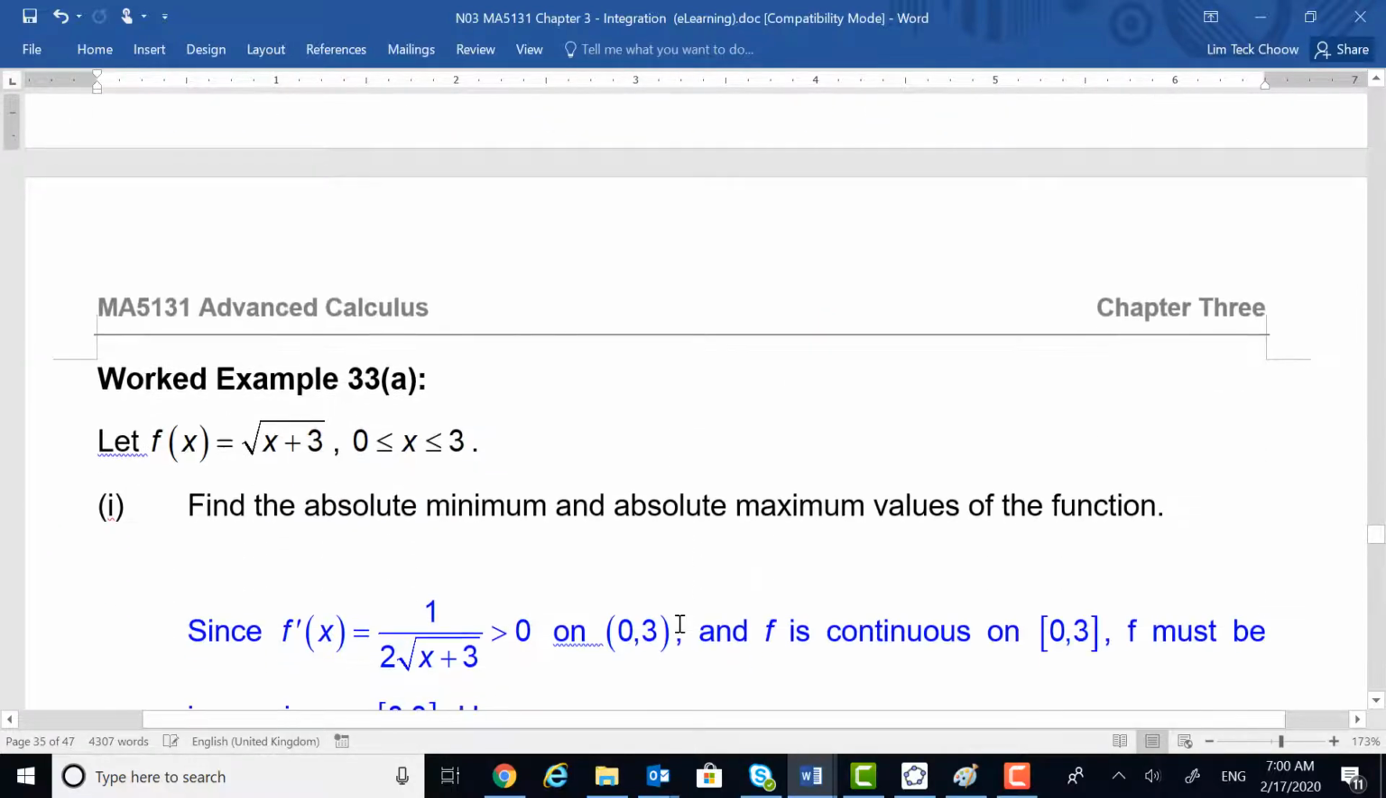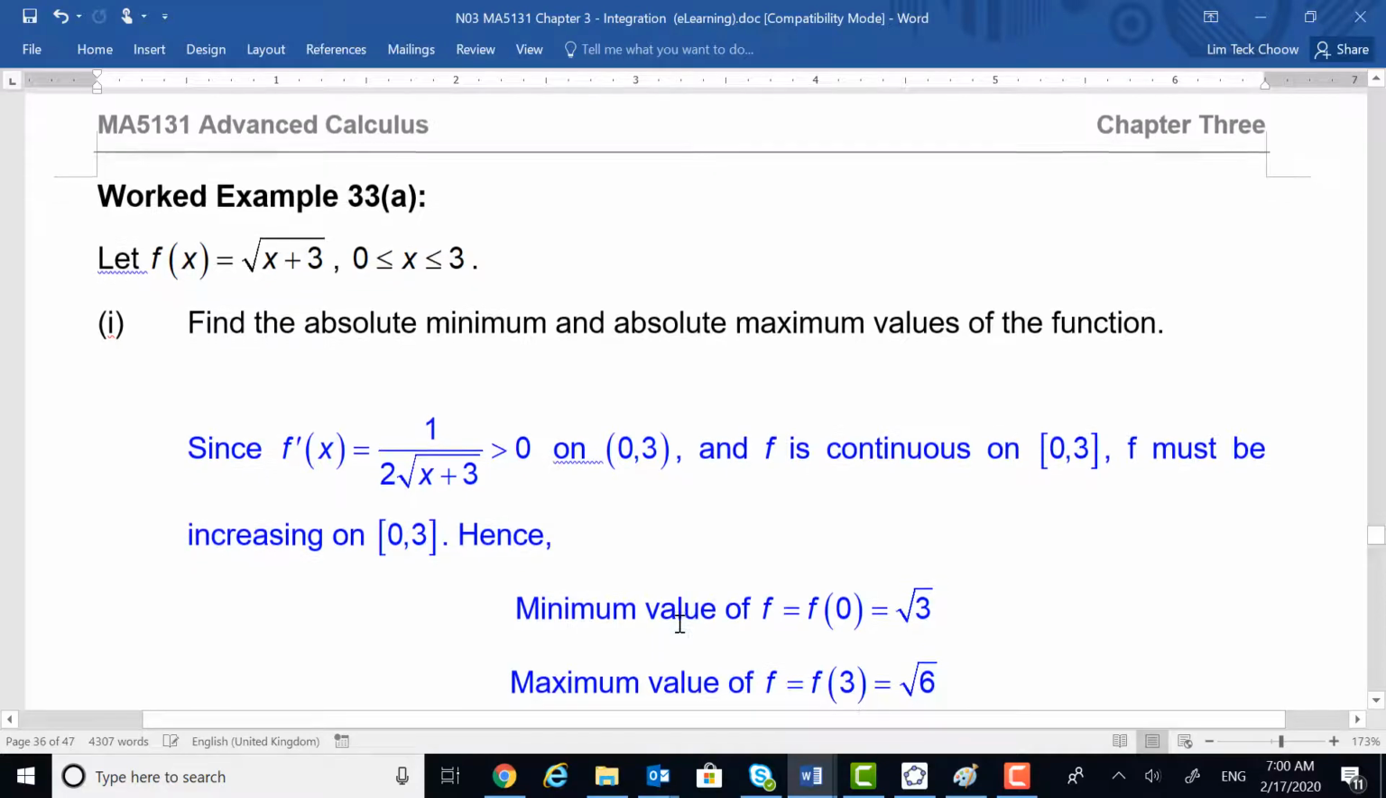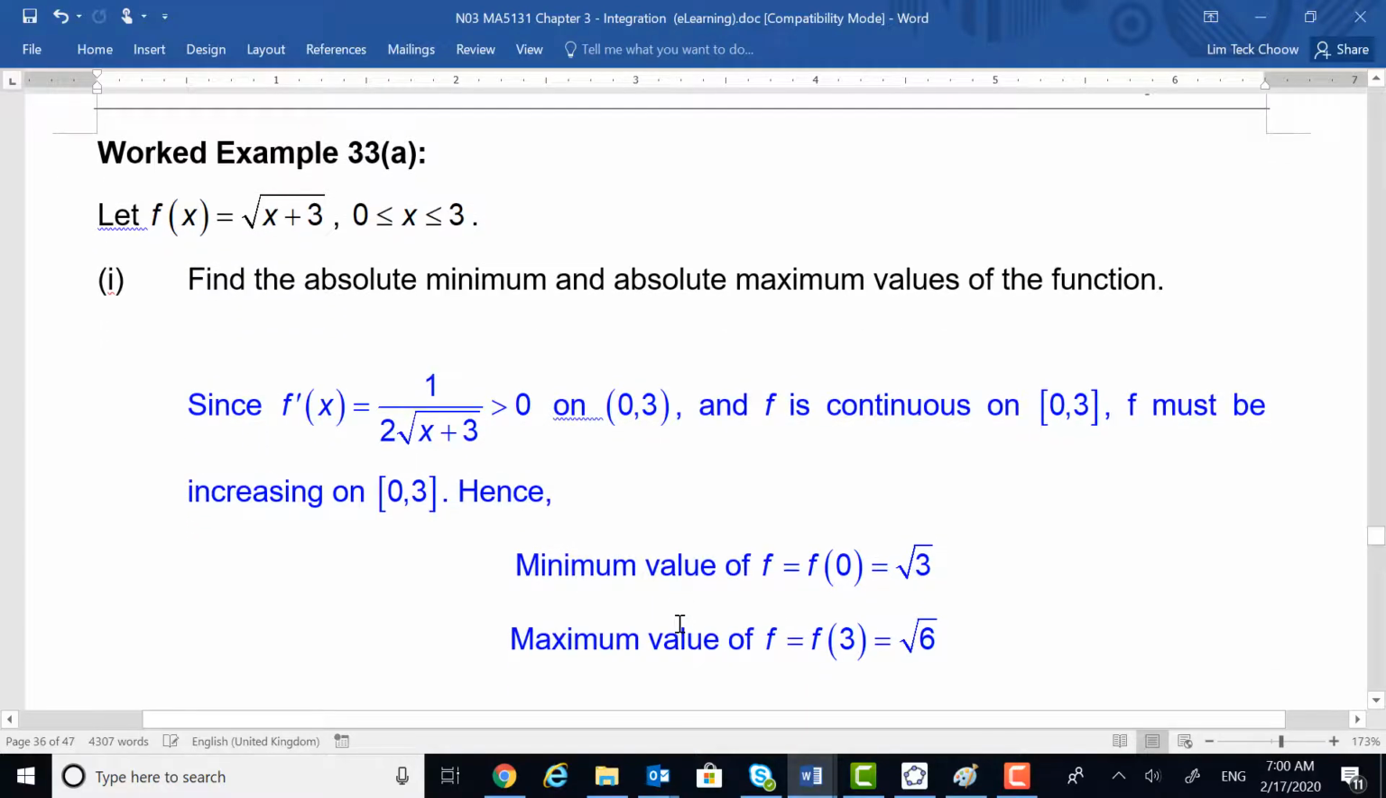Let's look at an example. Example 33a. In example 33a, you're given a function and you want to find the absolute minimum and then the absolute maximum of this function. For this particular case, once again, to find the absolute minimum value of a function, you actually have to look at the so-called critical points and then the endpoints.